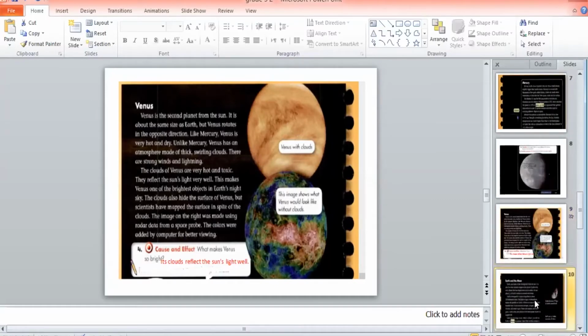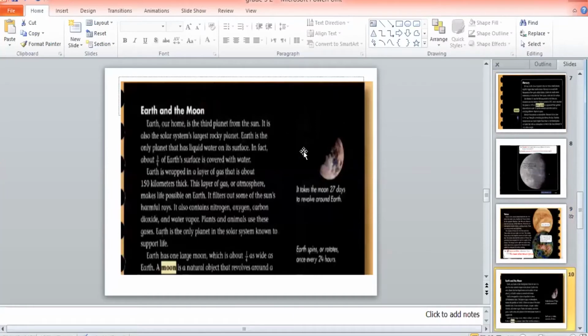And after that, we moved to the Earth and Moon. This is our planet that we are going to study today. We are living on Earth, and Earth has all factors of life. Earth, our home, is the 3rd planet from the Sun. It's also the solar system's largest rocky planet. We said the inner planets are called rocky planets, and they are 4. The biggest one, the largest one, is our Earth, followed by Venus.